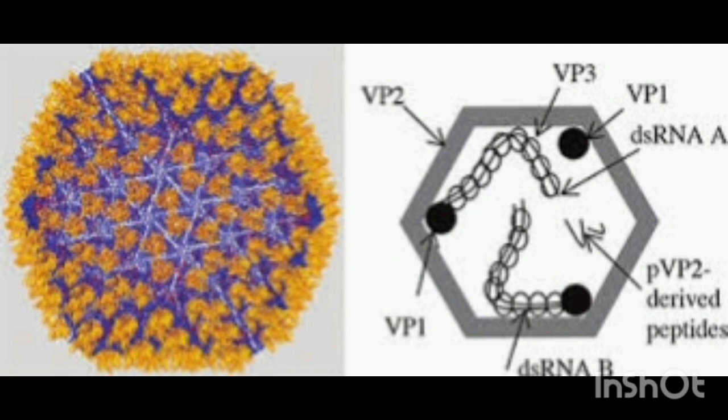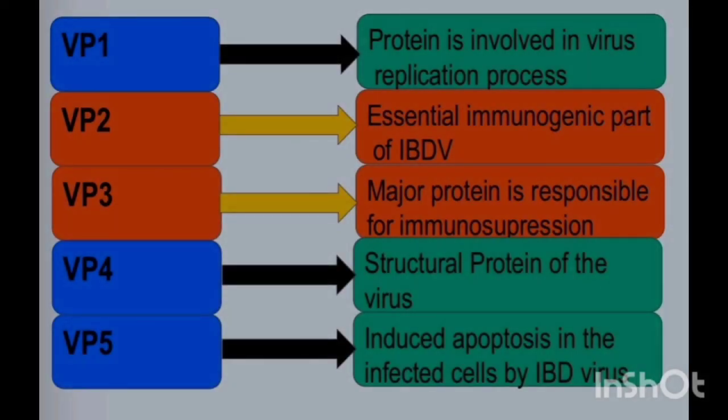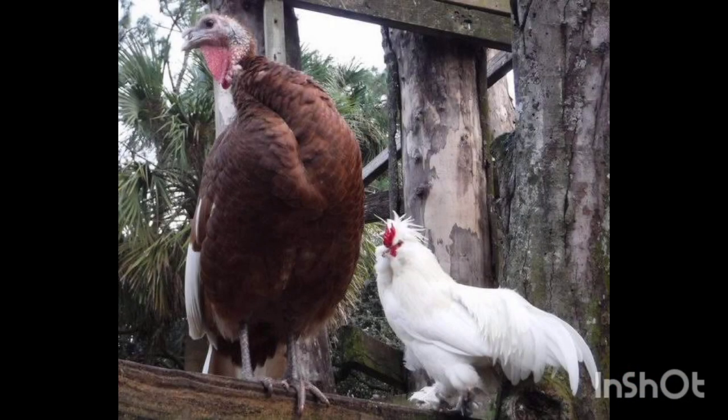5 viral proteins are present: VP1, VP2, VP3, VP4 and VP5. VP1 protein is involved in the virus replication process. VP2 is an essential immunogen of IBDV. VP3, a major protein, is responsible for immunosuppression. VP4 is a structural protein of the virus. VP5 induces apoptosis in the cells infected by IBD virus.